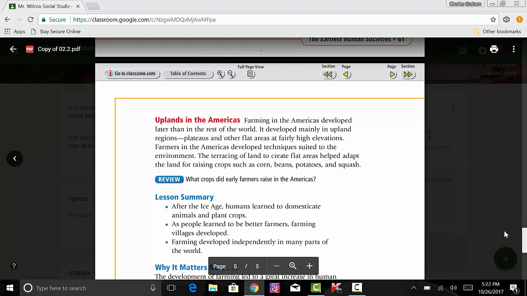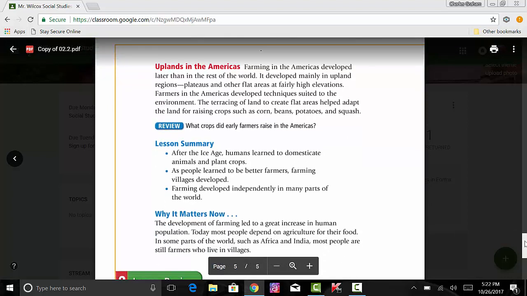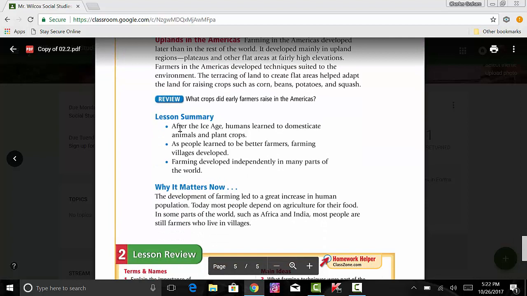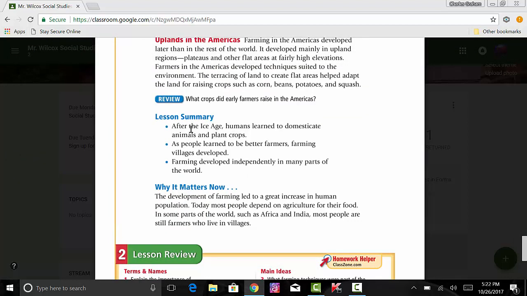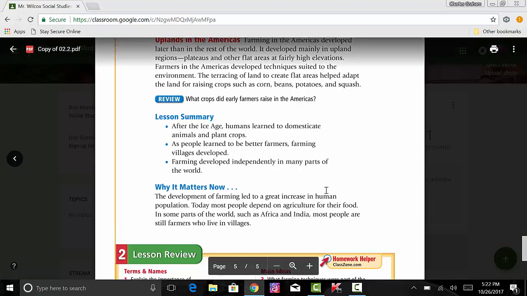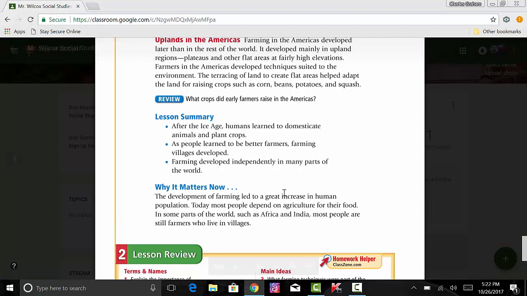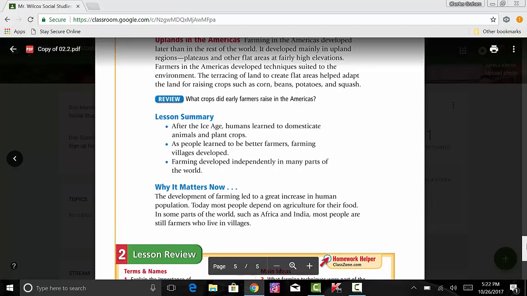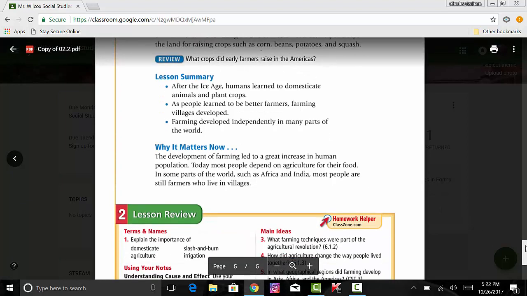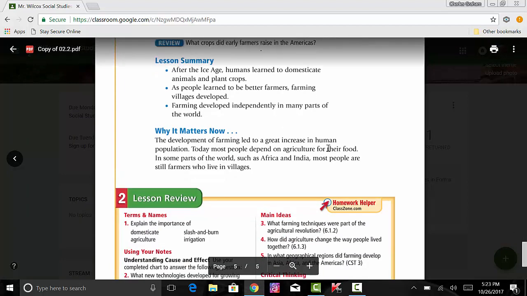Uplands. I have to read a little bit more about that. In the lesson summary here, these are the 3 bullet points that you're going to need to know most. These are the 3 most important things that you need to know for the entire reading. And why it matters now. Why bother to study this stuff that happened a long time ago? Well, it's because it still makes a difference today. We actually still live in very similar ways. So it helps us to better understand the world around us.